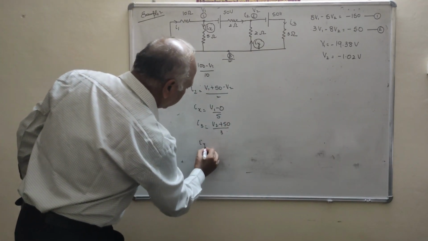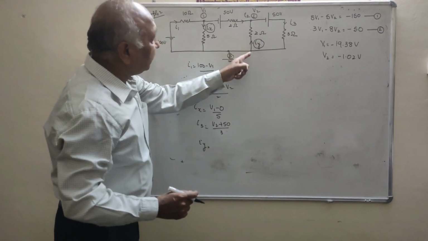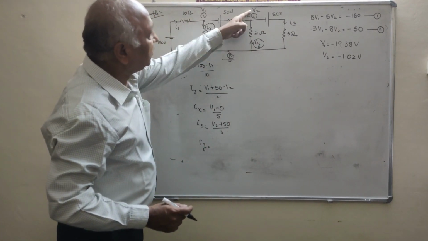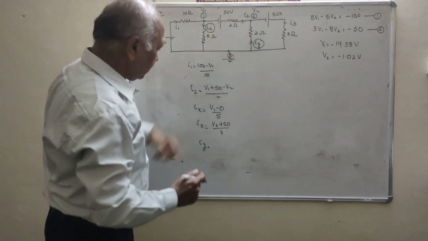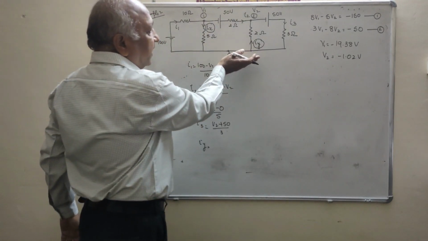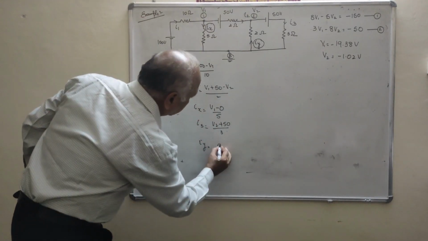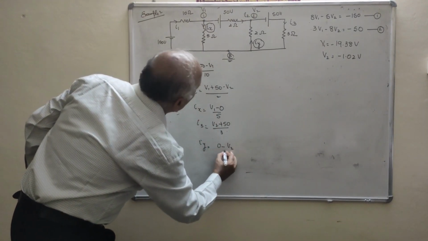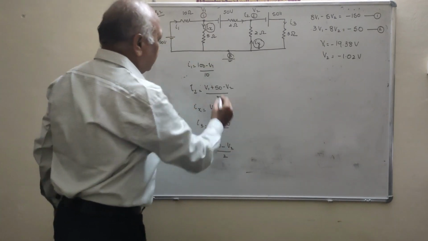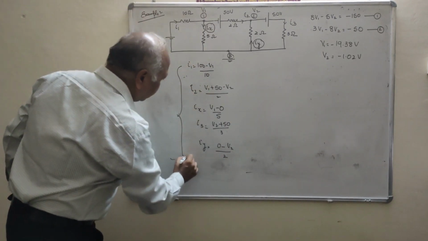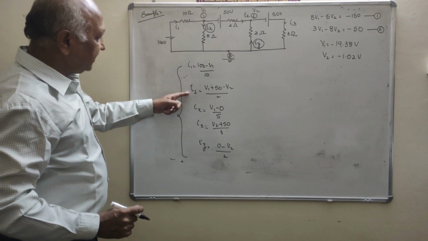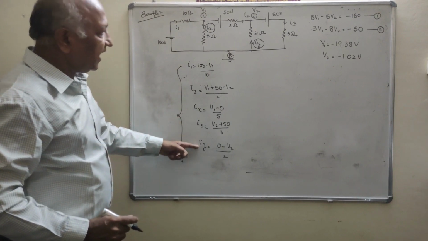Now what is the Iy? You will see the Iy is flowing from the reference to the node V2. That means the current is flowing from higher potential to low potential, that is 0 minus V2 upon 2. Now we will make these set of equations for I1, I2, Ix, I3 and Iy.